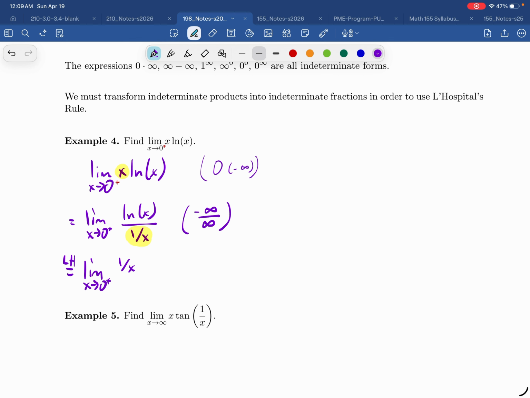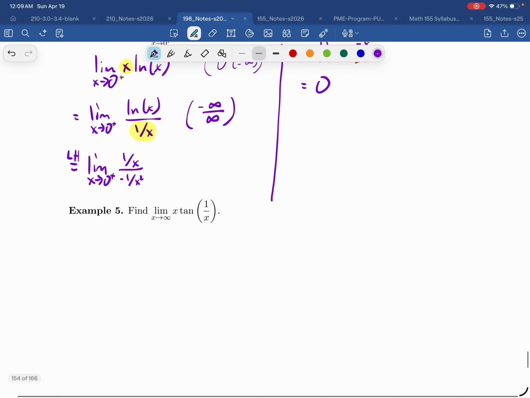And so we're going to get 1 over x, and this is over negative 1 over x squared. Again, if you took the limit right there, you're getting another sort of infinity over infinity situation. But remember, we can simplify, and we get negative x squared over x. Stuff cancels, and we're left with 0. Okay, so it turns out the answer is 0. But we had to do that extra step. Before just doing L'Hopital's rule, we had to divide by 1 over x instead of multiplying.